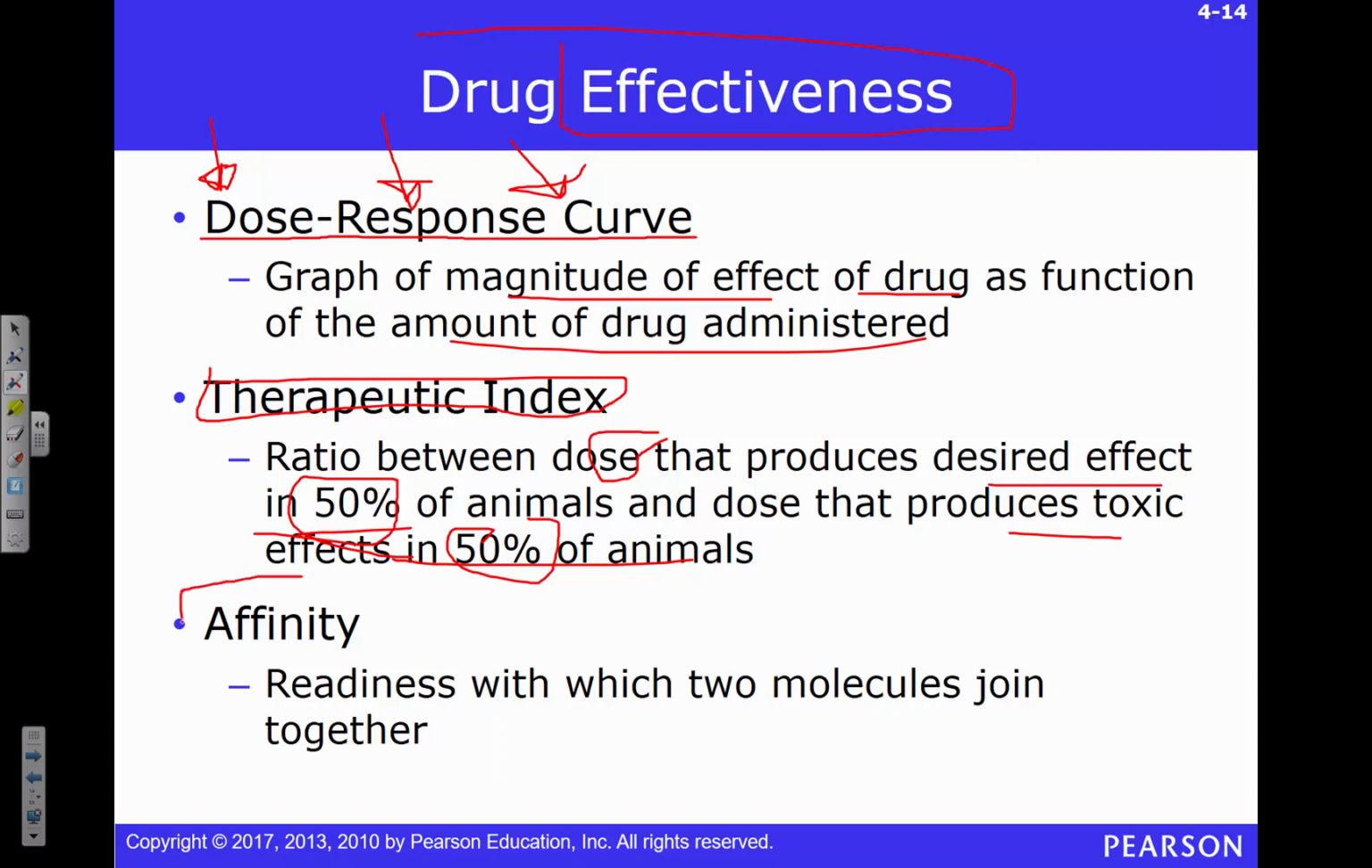I'd like to introduce this concept of affinity. And we'll talk more about this later. Affinity is the readiness with which two molecules join together. And that's a pretty standard definition. What we mean by this is, when you take a drug, how likely is that to bind to its intended receptor? And how strongly does that bind, right? If it has a higher affinity, it's going to bind more strongly. It's going to have a more profound effect on the activity of that receptor, on the activity of that ion channel, for example, and on that cell.